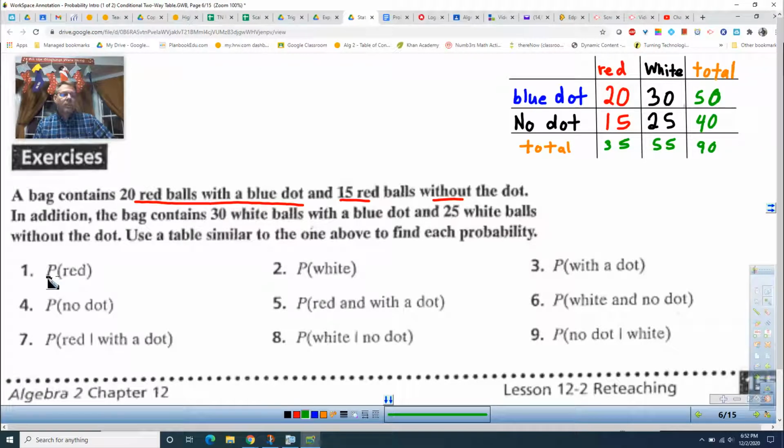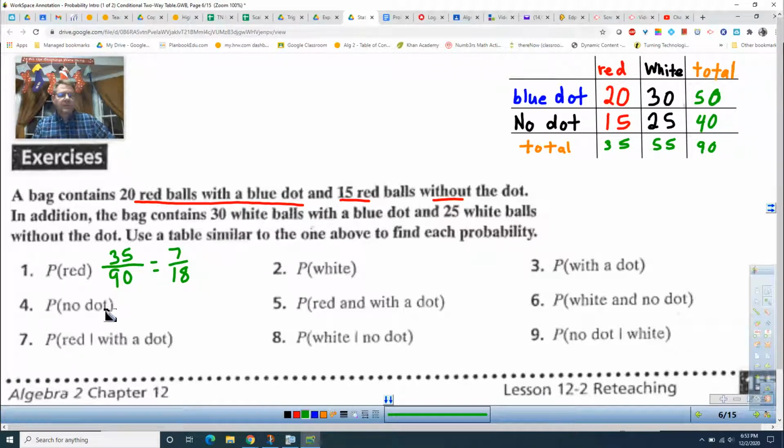All right, so let's get this going here. What's the probability that if we picked a random ball out of this bag that you'd get a red? Well, how many reds are there? Well, there are 35 reds. How many total are in our bag? 90. Okay, and of course you would reduce your fraction, which in this case would be 7 over 18.